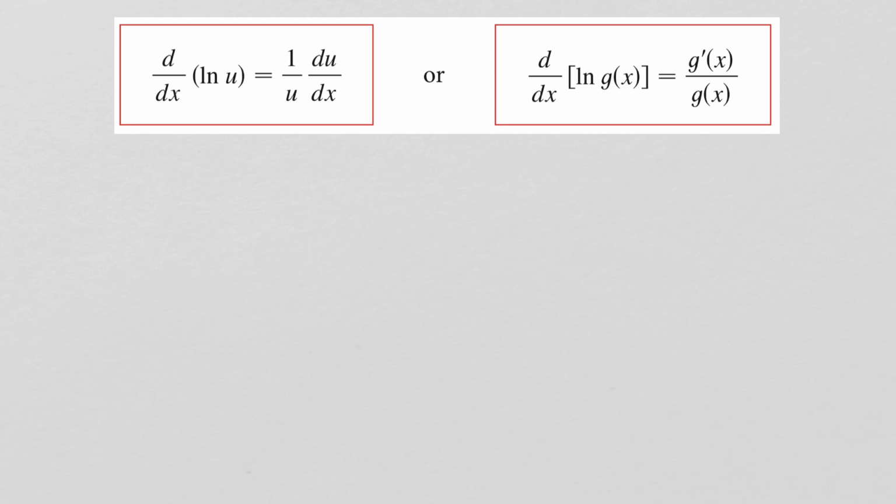The previous two examples give us an alternative form of the derivative of a natural log. So if you have the derivative of the natural log of something u, the derivative is 1 divided by u, but then multiplied by du dx. Again, this is just the chain rule. Or to put it in different notation, if we have the natural log of some function g of x, the derivative is 1 divided by g of x multiplied by the derivative of g of x, which is g prime of x, and that can be rewritten as g prime of x over g of x.